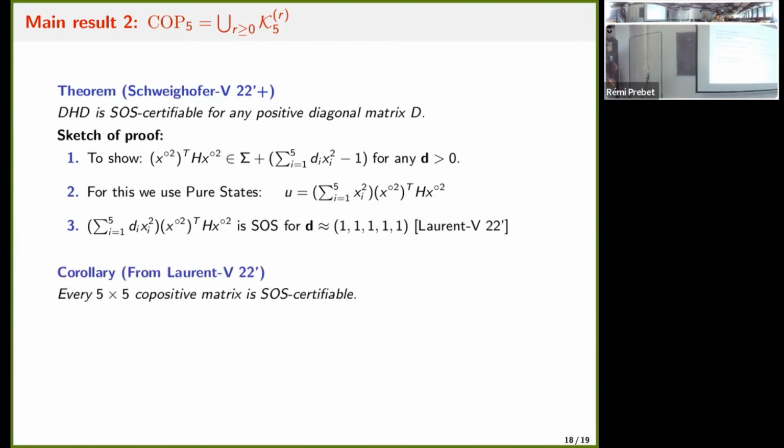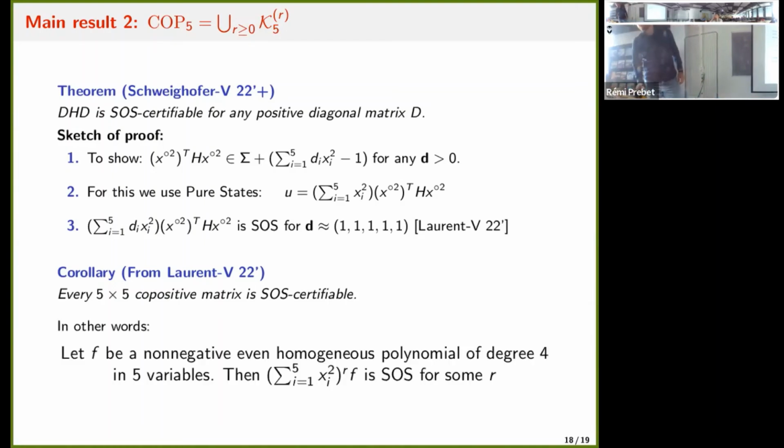And then, as a corollary, we obtain that every 5 by 5 copositive matrix is SOS certifiable, because we reduce this problem precisely to the diagonal scalings of the Horn matrix. So in other words, we can state this statement in the following way. If f is a non-negative even homogeneous polynomial of degree 4 in 5 variables, then there exists such a multiplier such that the product is a sum of squares. It's somehow like the Reznick theorem, but in that case, we don't need the assumption of strict positivity. For any non-negative polynomial in that case, that certificate exists.